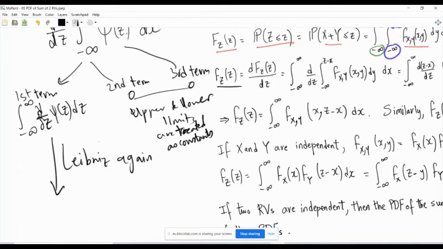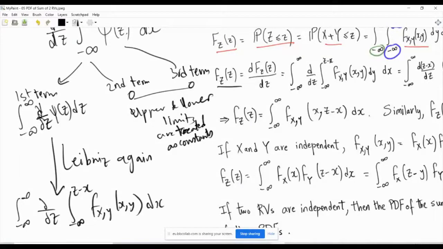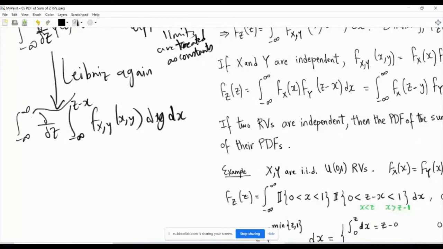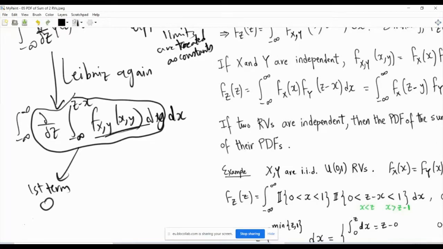Again, because now we have the integral from minus infinity to infinity, and then this integral from minus infinity to z minus x of f(x, y) dy, dx. Now we are applying this to the inner integral. If I apply Leibniz again, is the integrand a function of z? No, it's the joint PDF of x and y. So first term 0, the integrand doesn't depend on z.